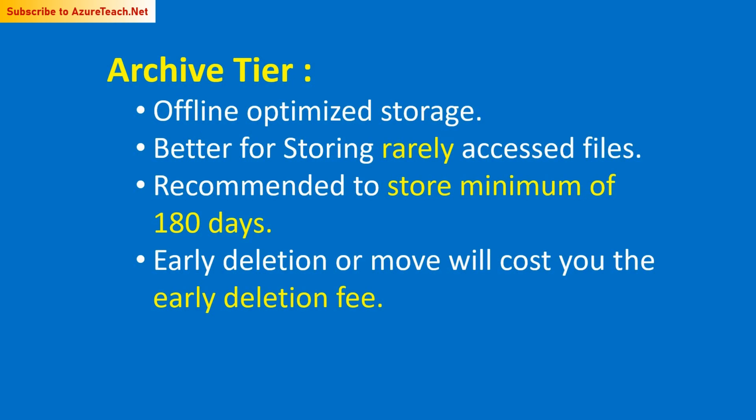Archive access tier is an offline optimized storage. It is better for storing rarely accessed files. And it is recommended to store the blobs for a minimum of 180 days. If you delete the files from archive tier or if you move the files back to hot or cool tier, there is a chance of an early deletion fee. Assume you have deleted the file at the 90th day and the minimum recommended days is 180 days. So you have to bear 180 minus 90 days, which is equal to 90 days early deletion fee.